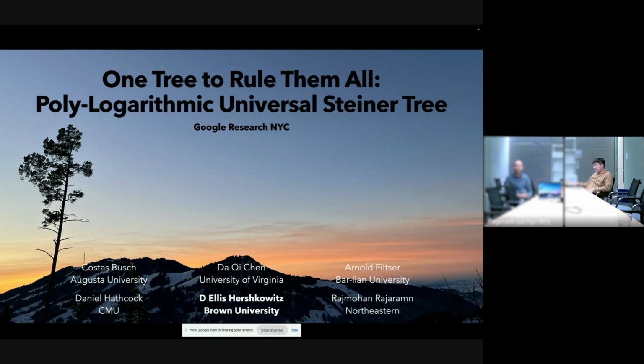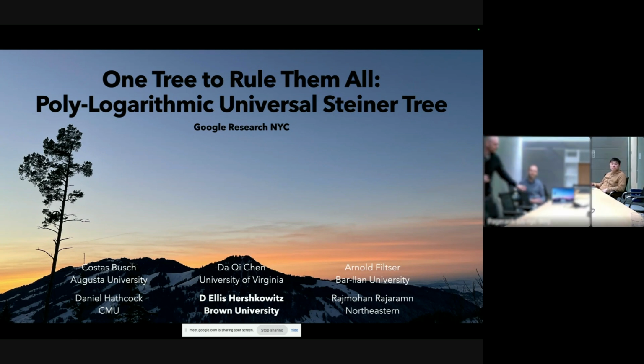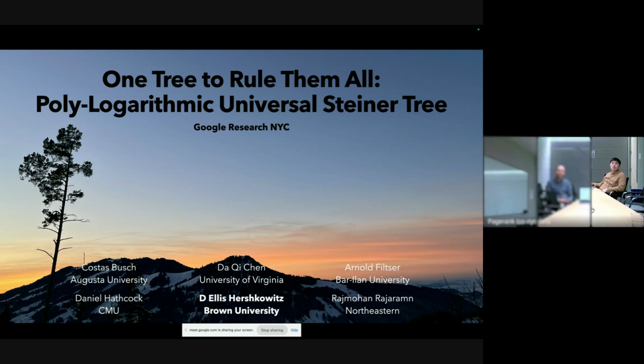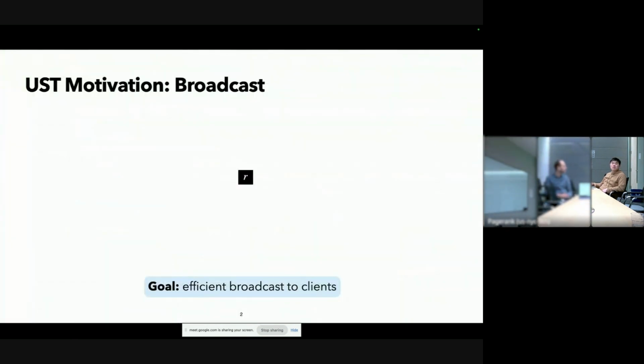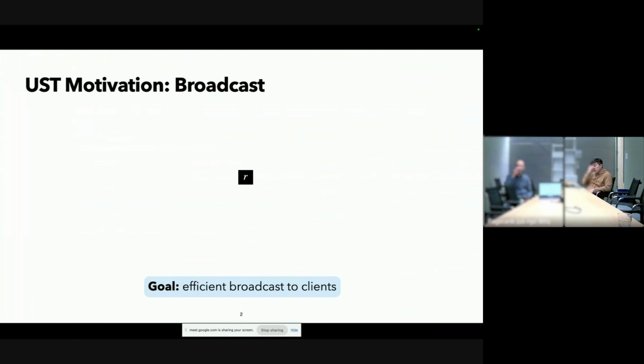In particular, I have to stick my clicker in. There we go. I'm going to start with this story about this thing called universal Steiner trees that was told in the first paper that introduced these things. So there's this paper that came out maybe 15 years ago that told the following story.